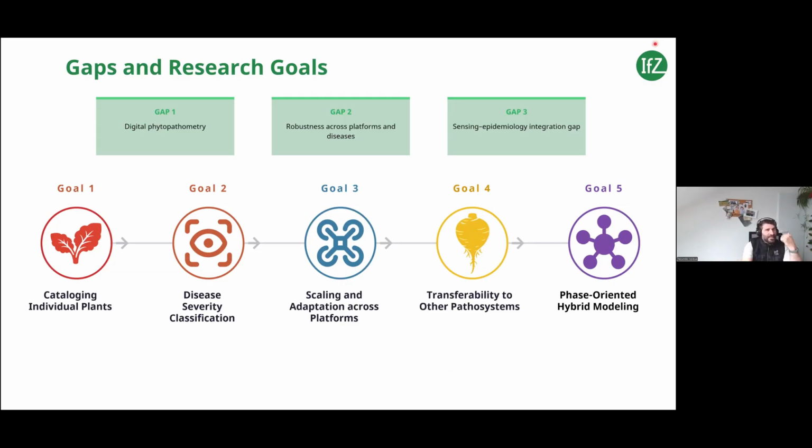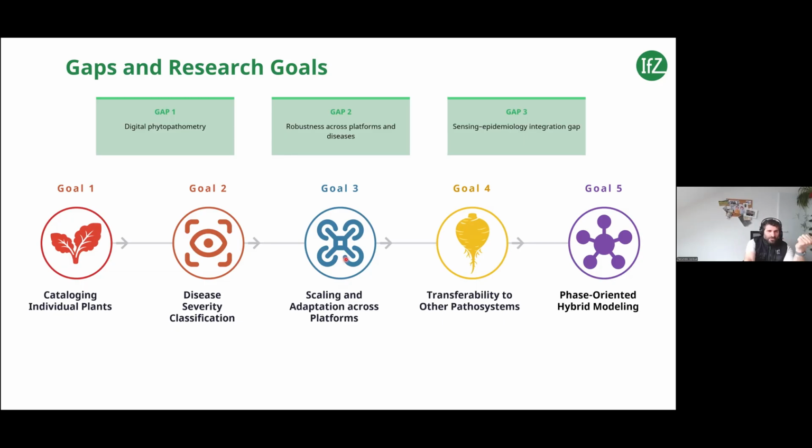The first goal is the cataloging of individual plants to establish a stable georeferenced unit that enables longitudinal analysis, allowing us to follow the exact same plant over the entire season. The second goal is disease severity classification: convert raw imagery into reproducible severity information aligned with the sensor's point of view, enabling consistent quantification at the field scale.